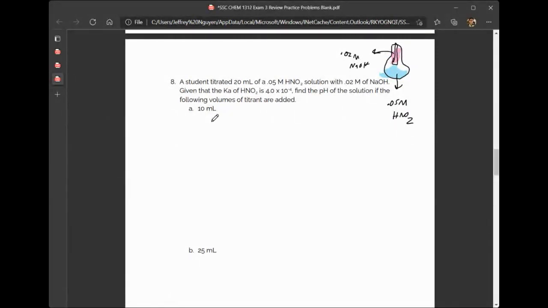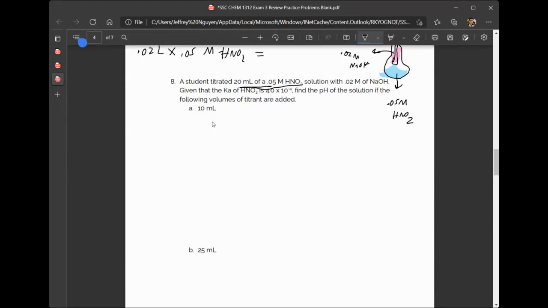Let's figure out what's going on. First, you want to convert everything to moles. We have 20 ml of that solution. To convert that to moles, we take 0.02 liters times 0.05 M of HNO2, and we get 0.001 mole of HNO2. This doesn't change, and this is really important, so we'll hold on to that. Now we're given the volumes of titrant. We also have the concentration of titrant, which is up there. So we can do 0.01 liters times 0.02 to find the moles of the titrant. So we get 0.0002 mole. Does anyone have any questions on how I get these numbers so far?